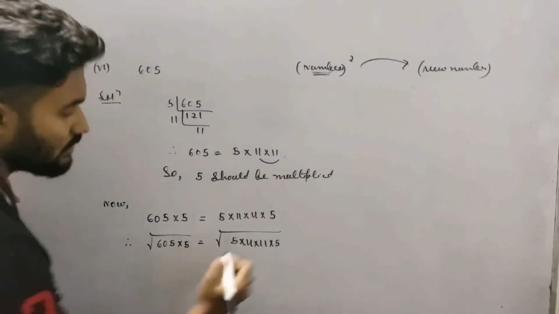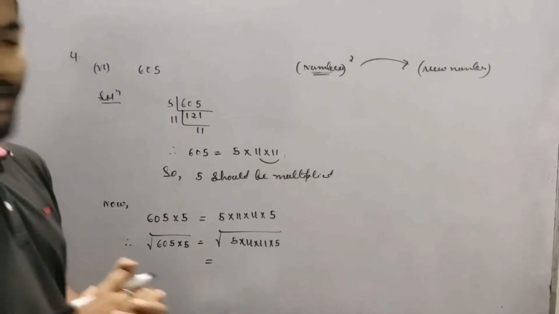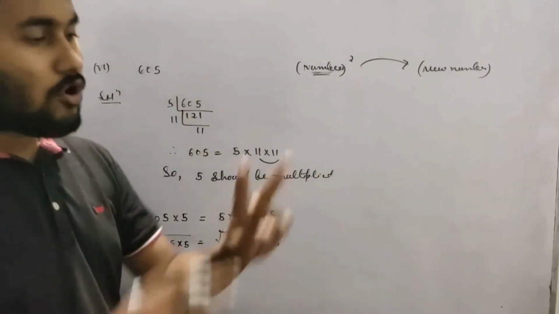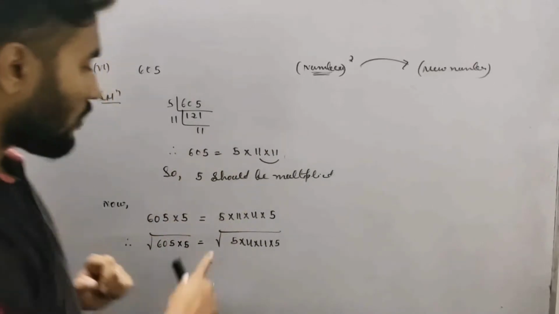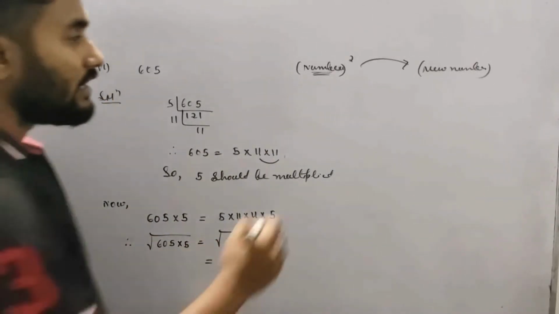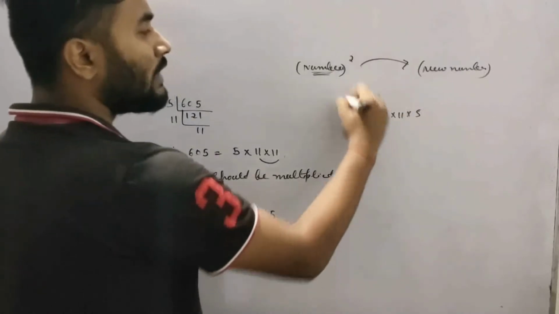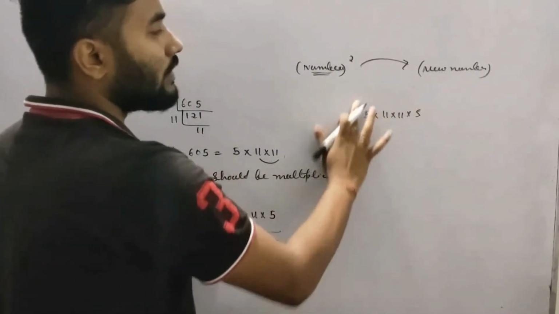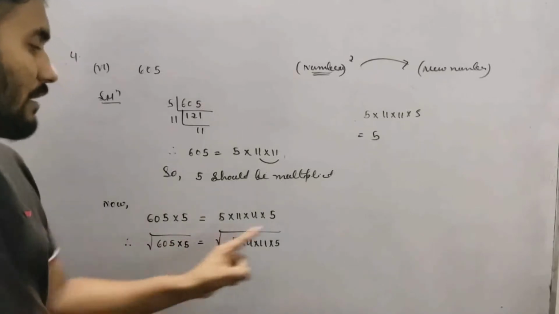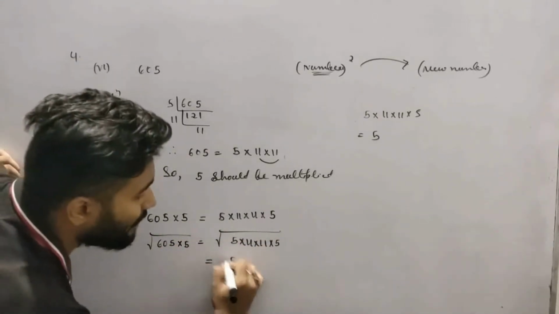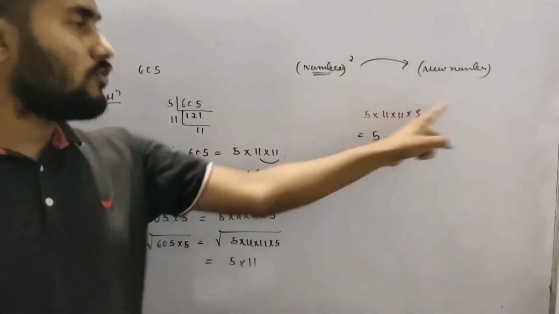Done. Now you see, how many 5s are there? Two 5s are there, right? And in the previous video I have said, from two 5s, one 5 will come out. From one pair, one item will come out, from the square root only. If you don't write the square root and have only written 5 into 11 into 11 into 5, then you cannot write one 5. Only if you give the square root symbol, from two 5s one 5 will come out, and from two 11s one 11 will come out. This process will happen only if you give the square root.